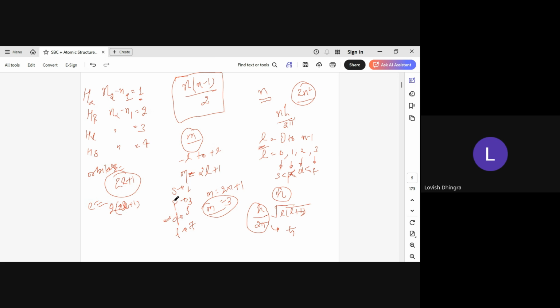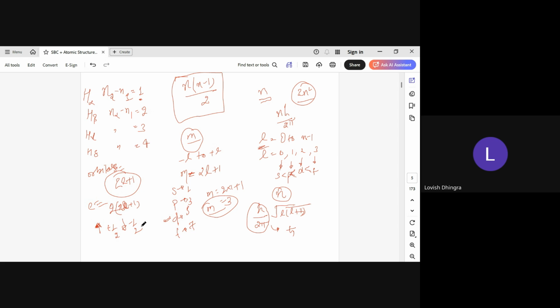Next is the spin quantum number. Basically you have 2 types of spins: plus half and minus half. Generally, the clockwise direction, the upward sign, is denoted for plus half, and this sign is denoted for minus half, anti-clockwise. So for each value of M, there can be 2 spin quantum values, plus half and minus half. This basically tells us the spin of the electron, clockwise or anti-clockwise.